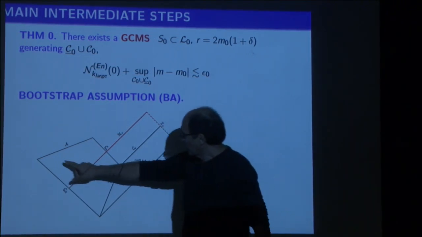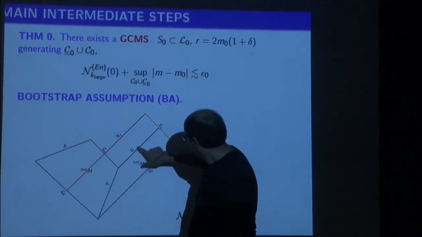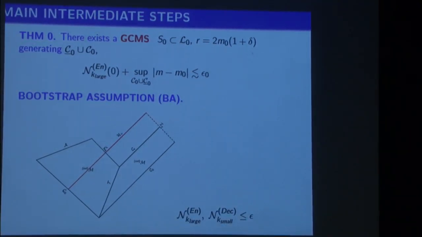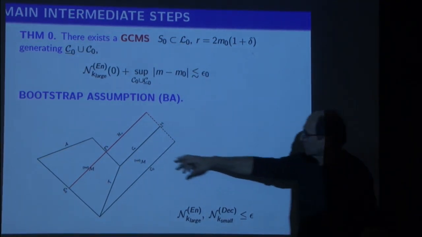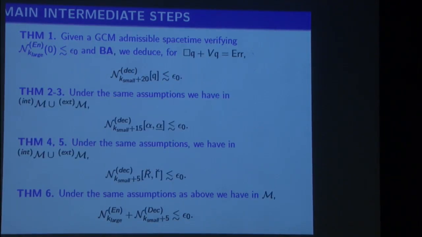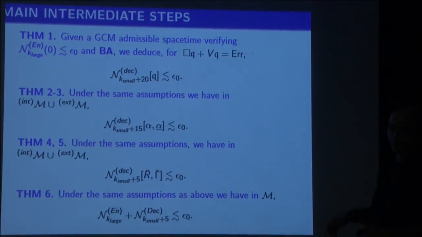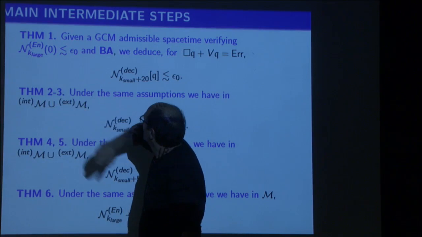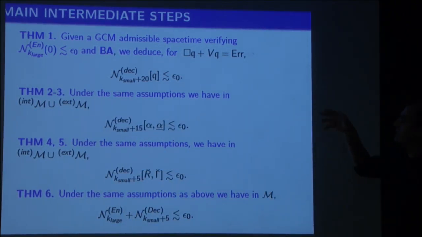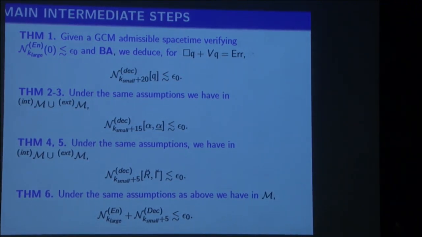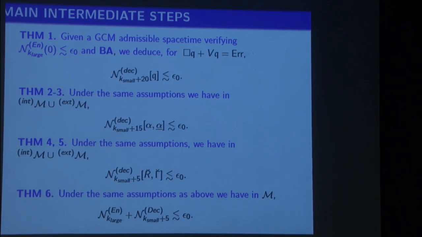All right, so that's the first thing. And again, the bootstrap assumption is an assumption on a spacetime which is finite. You are not yet going all the way to infinity. You go up to a certain point, and then you have to construct the spacetime a bit further. So theorem number one is that given such a GCM admissible spacetime, which verifies the initial conditions and the bootstrap assumptions, then this equation that I called P before can be analyzed, and you can derive estimates for this.